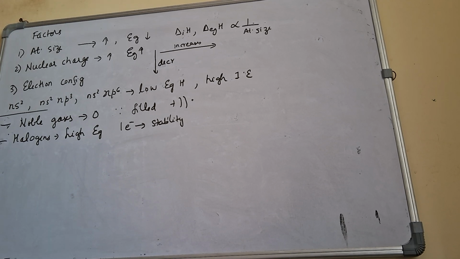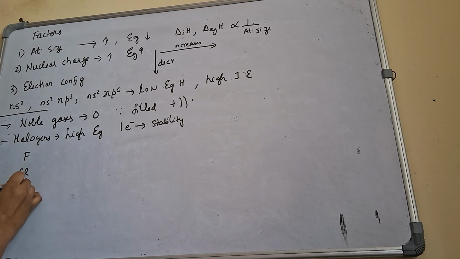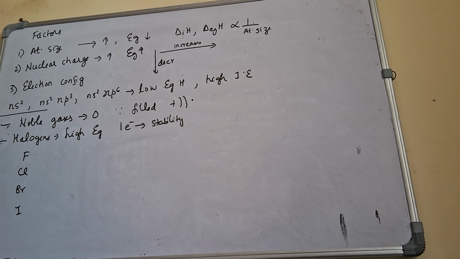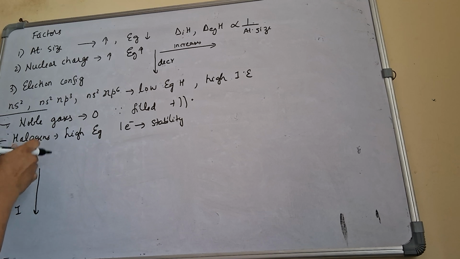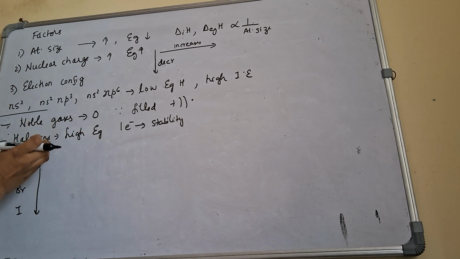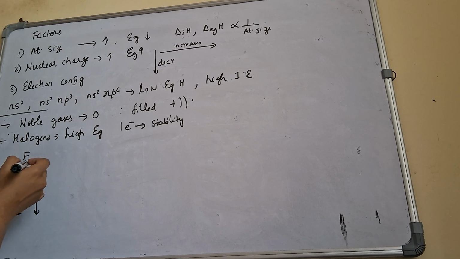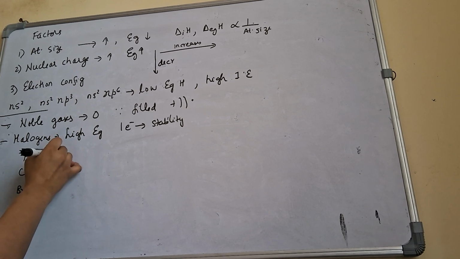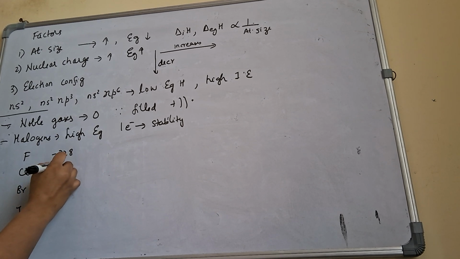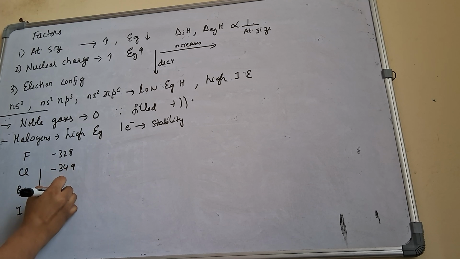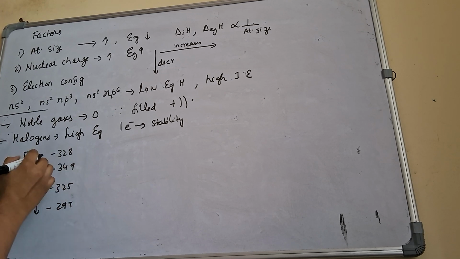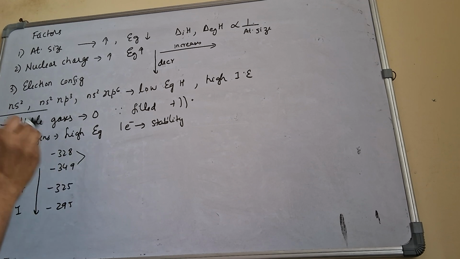Now if you're talking only about halogens, you have fluorine, chlorine, bromine and iodine. Correct? So it decreases, just like the trend, because the smaller it is, the easier it is. But only in the case of fluorine, you have seen the values also. Let me write it: minus 328, minus 349, minus 325 and minus 295. You see that it is decreasing. Here there is an increase, correct?